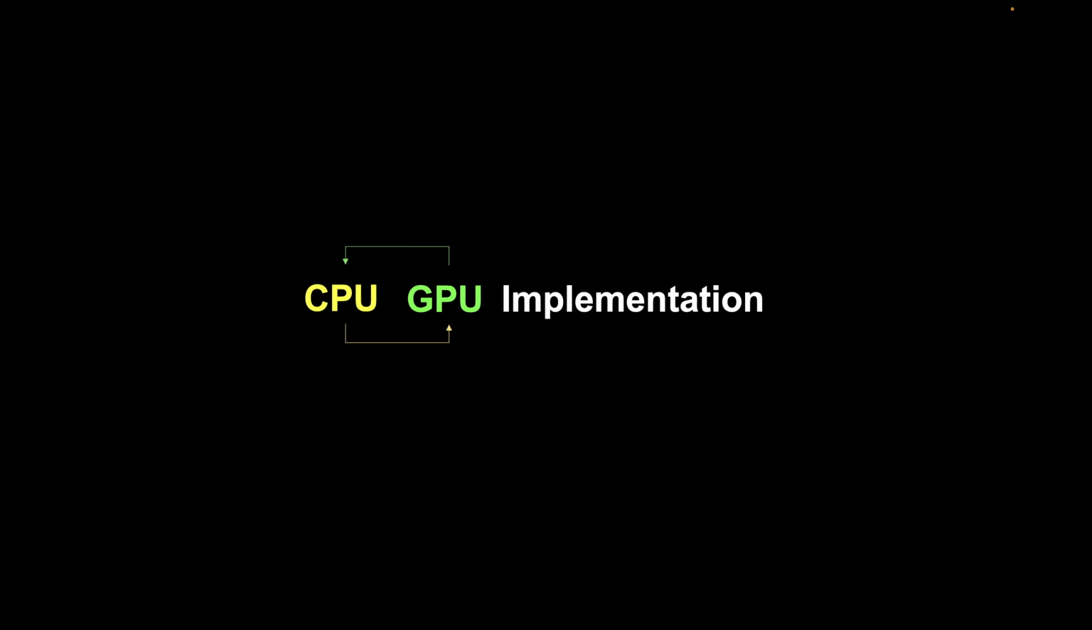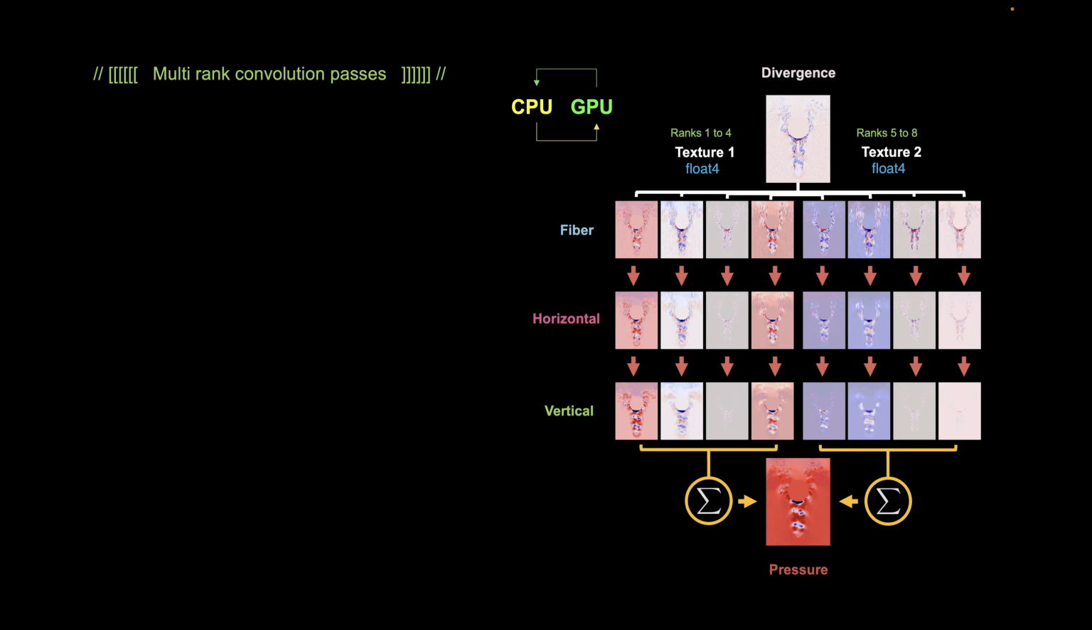Since the CPU-GPU implementation is not provided in the code release, I'm going to highlight some important details that you need to know for implementing the solver properly. Let's look at an example of using 8 ranks for computing the Poisson pressure, where the input-output are 2 scalar fields, divergence and pressure, stored in single-channel flow textures.